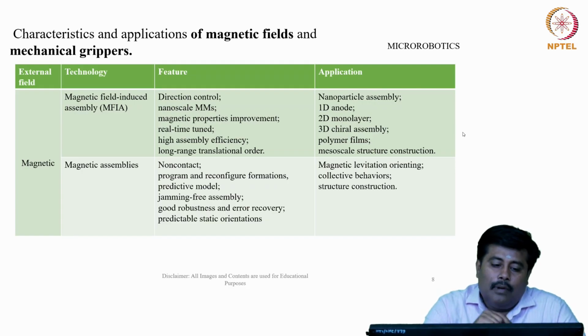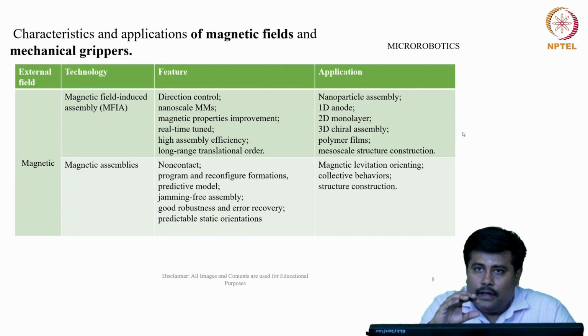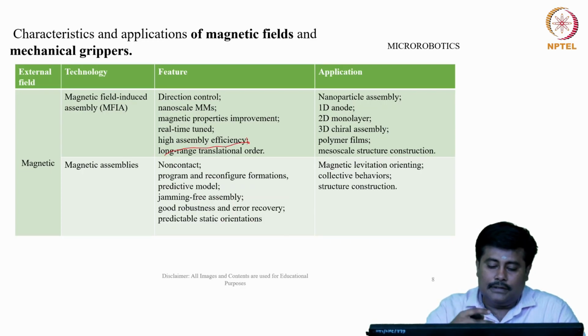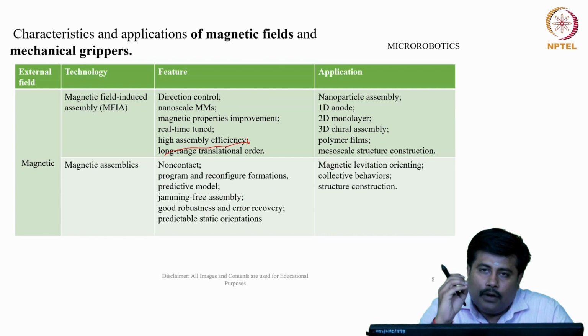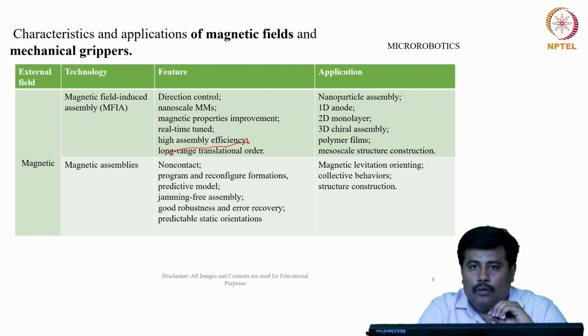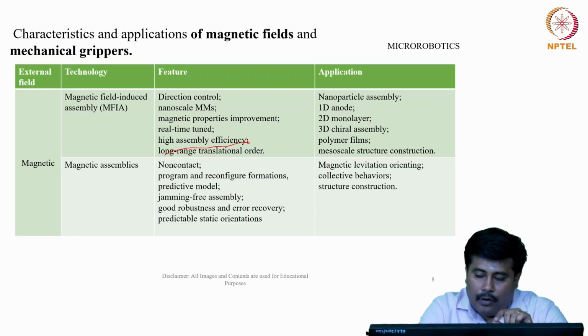Some of the key features of this magnetic field induced assembly include direction control, nanoscale systems, magnetic property improvement, real-time tuning, high assembly efficiency, and a long-range translational order. From an application perspective, it is used for nanoparticle assembly with one-dimensional chains, two-dimensional monolayers, and three-dimensional chiral assemblies. Polymer films and mesoscale structural constructions are some of the key applications of this system.